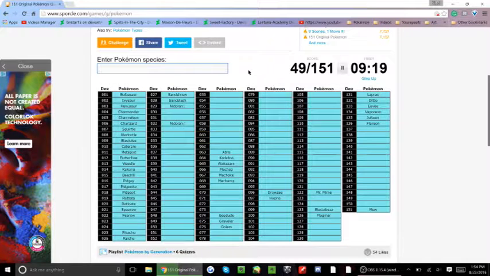Ditto. Aerodactyl. Kabuto. Kabutops. Because if there's one thing you guys should know about me, it's that I am a big Pokemon fan. Omanyte. Just like a super, super big one.